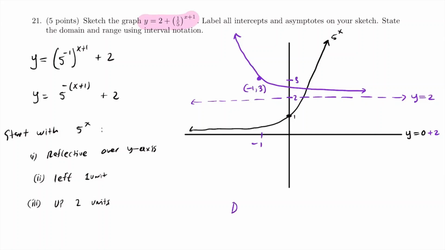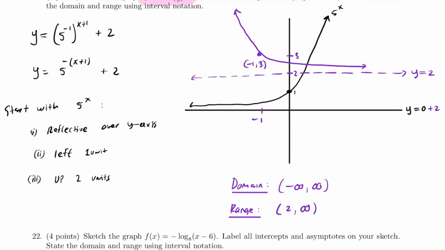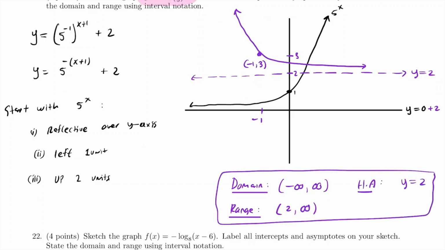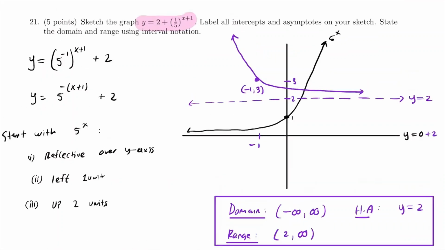So let's go ahead and write down the domain. The domain of this function is all real numbers, as we know from exponential, or you can just simply look at the graph. The range of this function is going to be from the asymptote, so 2 open, all the way to infinity. And we see there is a horizontal asymptote. So we can say that the horizontal asymptote, HA, is going to be y equals 2. So these are also additional information we can write down for this graph.